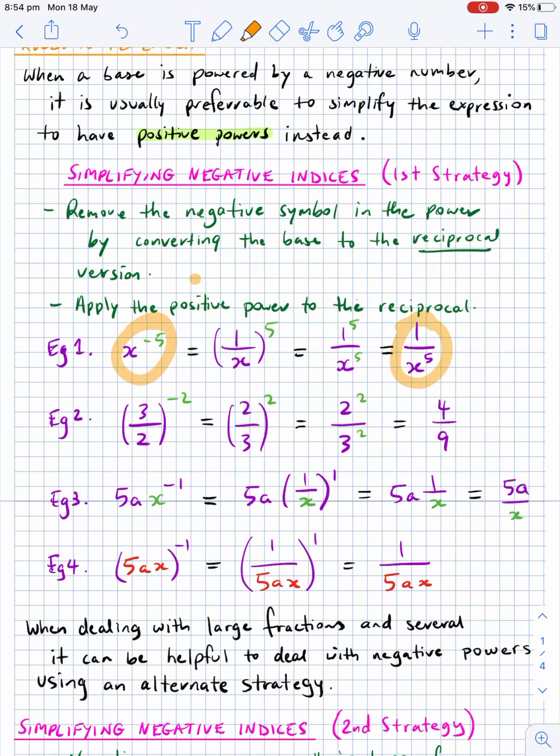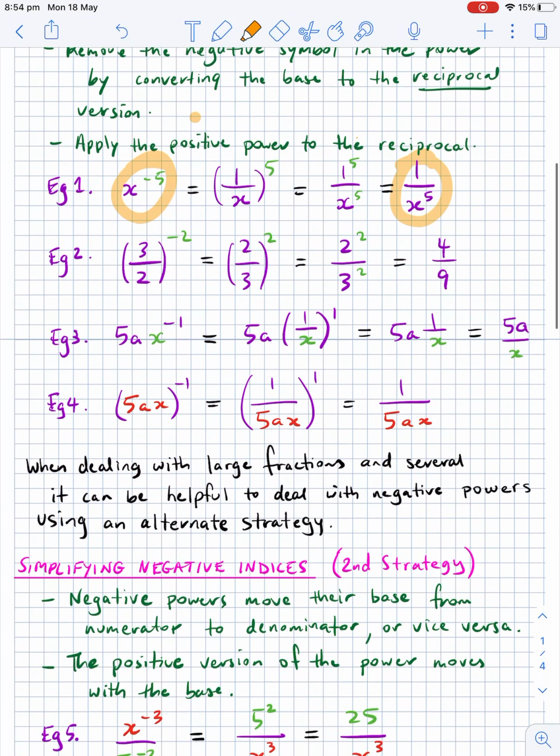And 1 to the power of 5, well, 1 to the power of anything stays 1, because 1 times itself 5 times stays 1. And then x to the power of 5 is just x to the power of 5. So you can see here with this x to the power of negative 5, the base of x and the power of 5 literally just went straight to the denominator, and 1 was left over up the top.